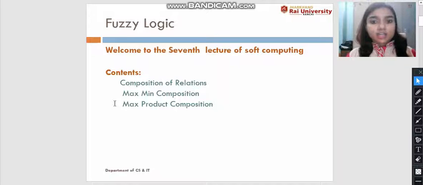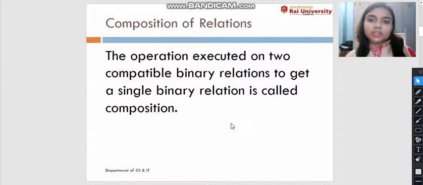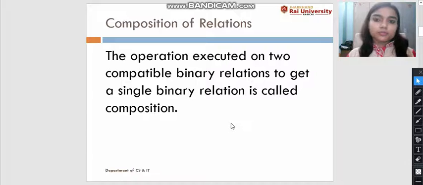In today's lecture, I am going to discuss the composition of relation. So let's have a look at the definition of the composition of relation. It is defined as the operation executed on two compatible binary relations to get a single binary relation, which is called a composition. Why are we saying a binary relation? Because we are working on the crisp relation.